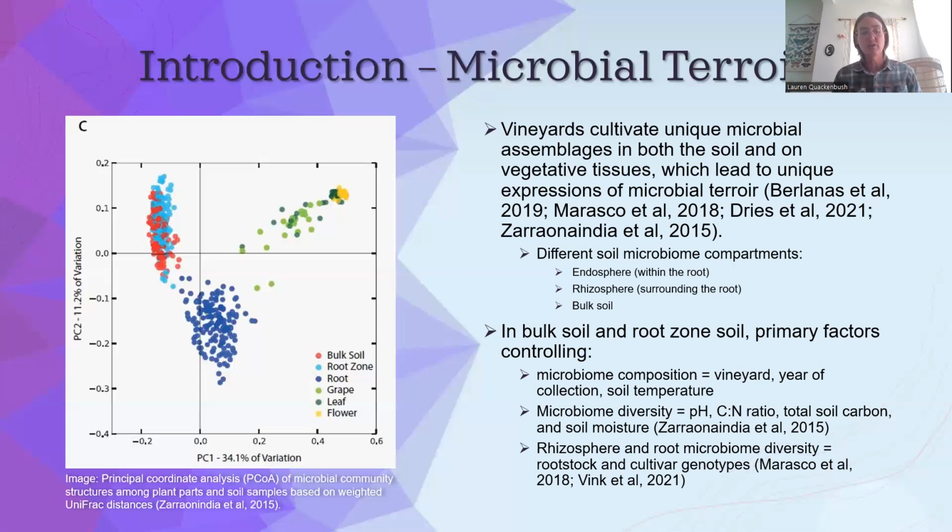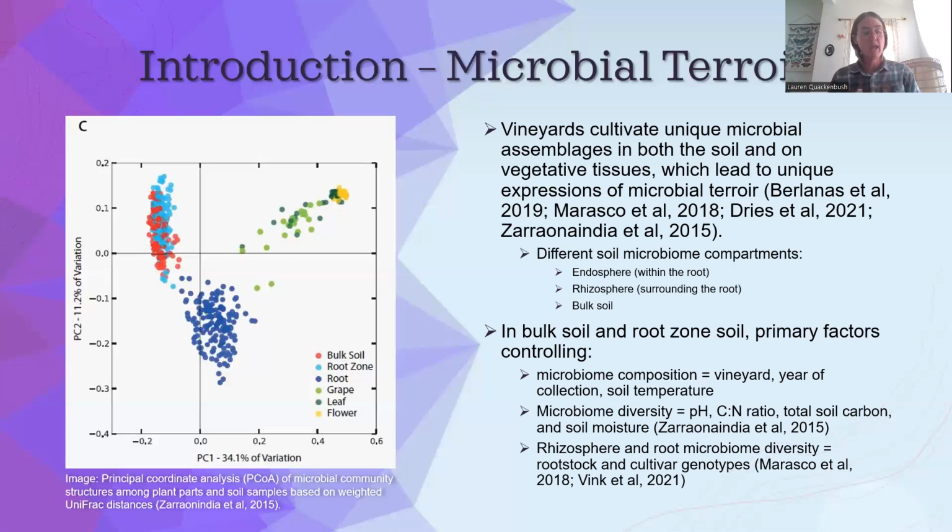Both rootstocks and cultivars exert an influence on the grapevine microbiome, which has above and below ground components, illustrated by the matrix here, which shows differences in microbiome composition between different plant parts. The bulk soil and rhizosphere microbiomes are similar, but differ substantially from the above ground grape, leaf, and flower microbiomes. These unique assemblages are known to create unique expressions of microbial terroir.